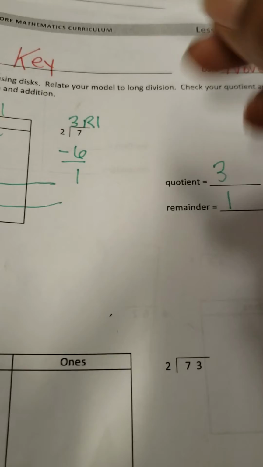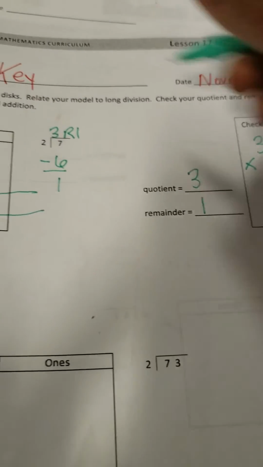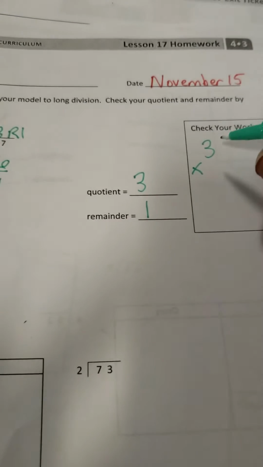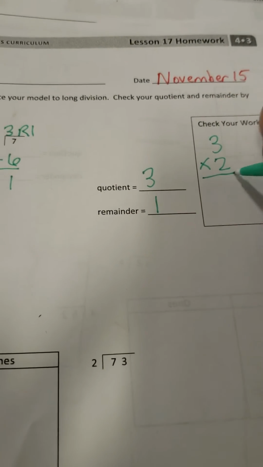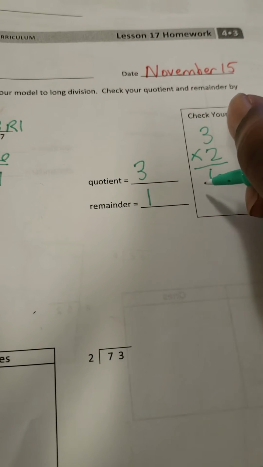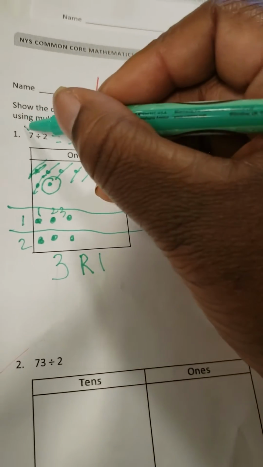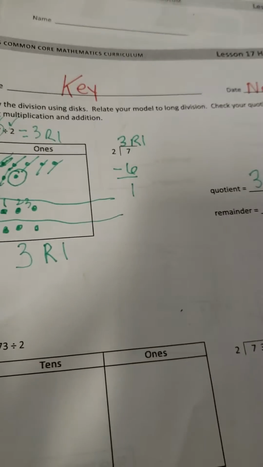In order to check your work, you're going to multiply your quotient, which is 3, times the number you're dividing by, which is 2. 3 times 2 equals 6, but there's a remainder, so you still need to add your remainder. 6 plus 1 equals 7. So ultimately, in order to check your work, you want to end up with the original number 7. I'll do the next one with tens and ones down at the bottom.